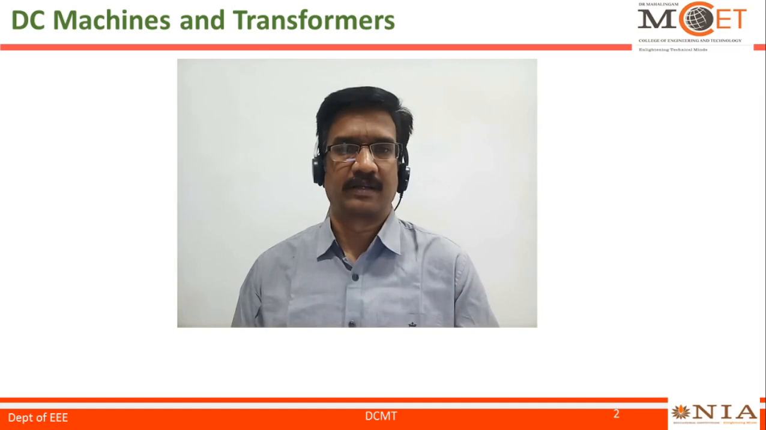Last class, we have studied about various parts of a DC machine and its functions. Discovery of laws of electromagnetic induction in the year 1831 by Michael Faraday paved a way for generating electricity. Electric motor and generator works on the principle of law of electromagnetic induction. This class, we will study about the principle of operation of a DC generator.